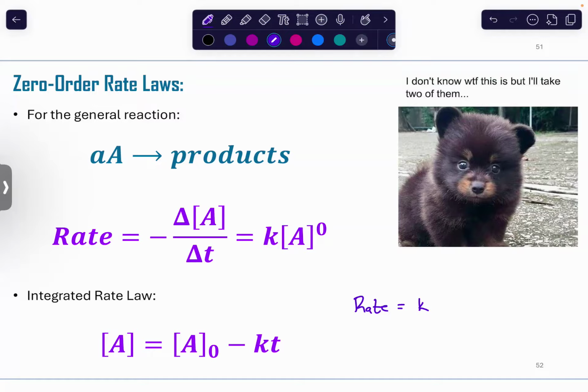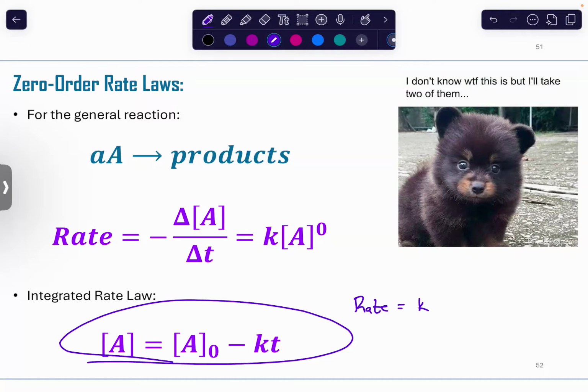And so you've seen how to do this derivation twice, so we'll just say that's your integrated rate law.